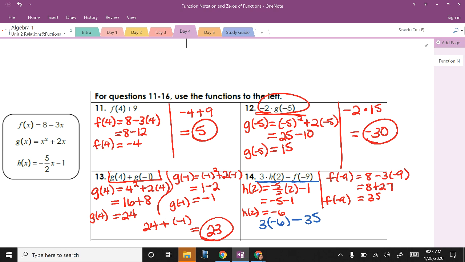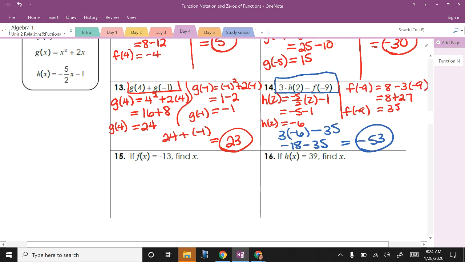What's 3 times negative 6? Negative 18 minus 35 equals what number? It's negative 53. Final answer. Okay. So I know it's kind of hard because it's kind of jumbled up, and I apologize for that. But you just plug each one in, and then those are just numbers, and then you plug those numbers into a new formula here. Does that make sense? Okay. 3 times what I got for h of 2, which is negative 6, minus what I got for f of negative 9, which was 35. Does that make sense?